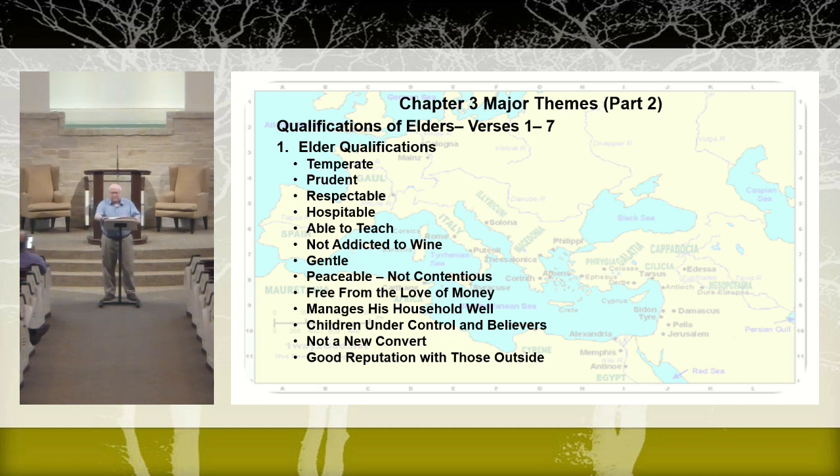Hebrews 13:5 and 6. It's the last one we'll do on this one. Make sure that your character is free from the love of money, being content with what you have. There it is, contentment. Paul talked about contentment a lot. Being content with what you have, for he himself has said, I will never desert you, I will never forsake you, so that we can confidently say, the Lord is my helper, I will not be afraid. What will man do to me? It's being content and not afraid and not chasing the next dollar.